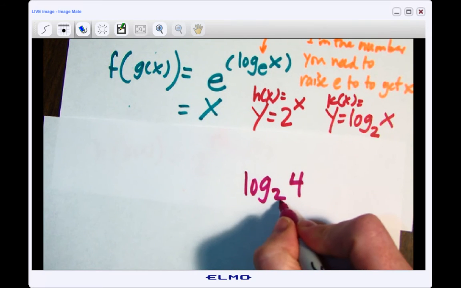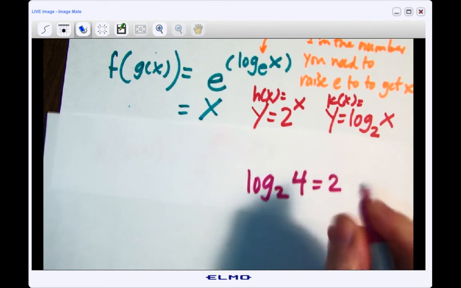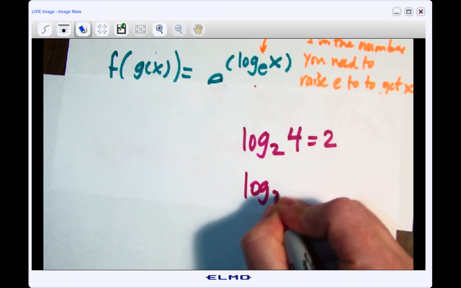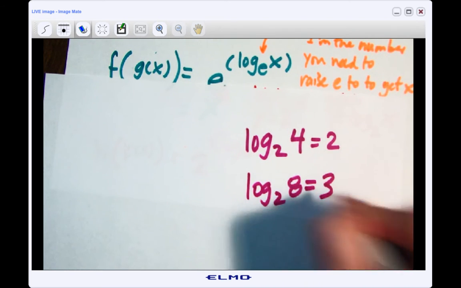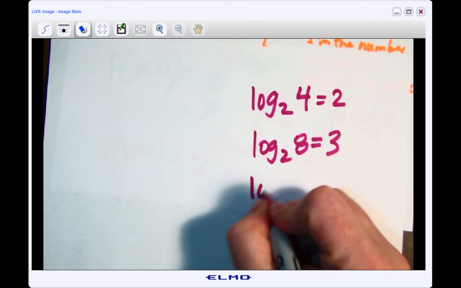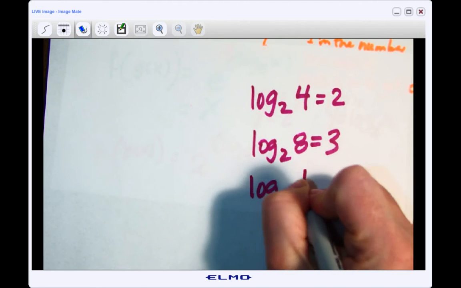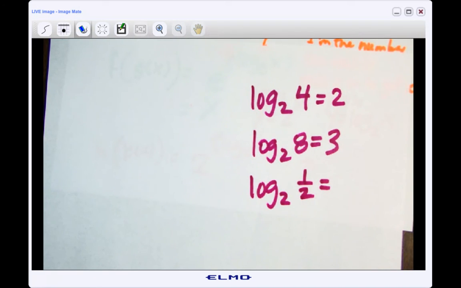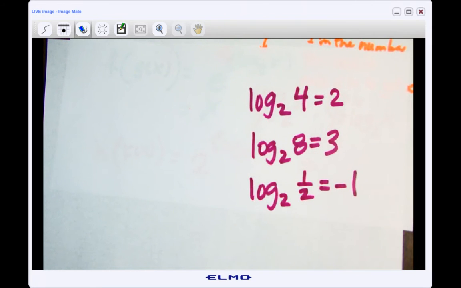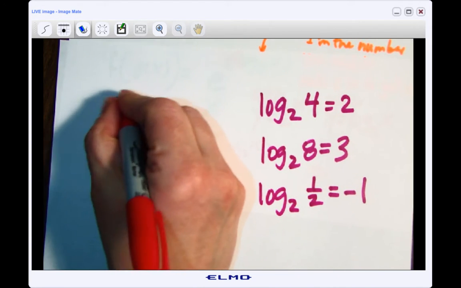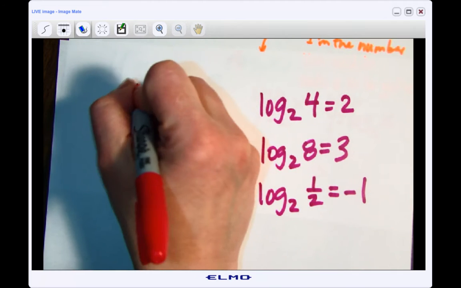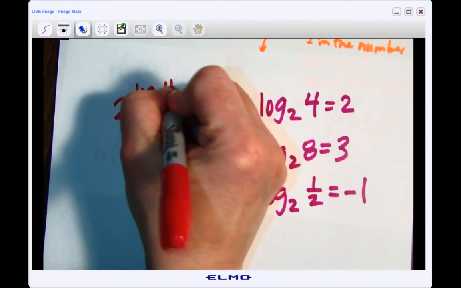This is whatever I have to raise 2 to get a 4. That's a 2. This one, log base 2 of 8. What do you have to raise 2 to get 8? 3. One more. Log base 2 of a half. What do I have to raise 2 to get a half? -1.